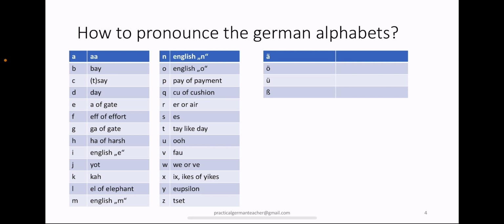So you start with A, B, C, D, E, F, G, H, I, J, K, L, M, N, O, P, Q, R, S, T, U, V, W, X, Y, Z. And there are four more. Pronunciation is different, but when you are actually telling someone that this alphabet is there in the name of your street or address, you just tell them it's A umlaut, O umlaut, U umlaut, or Z, or you can just say double S for this beta. It's not beta, but I hope you know what I mean.